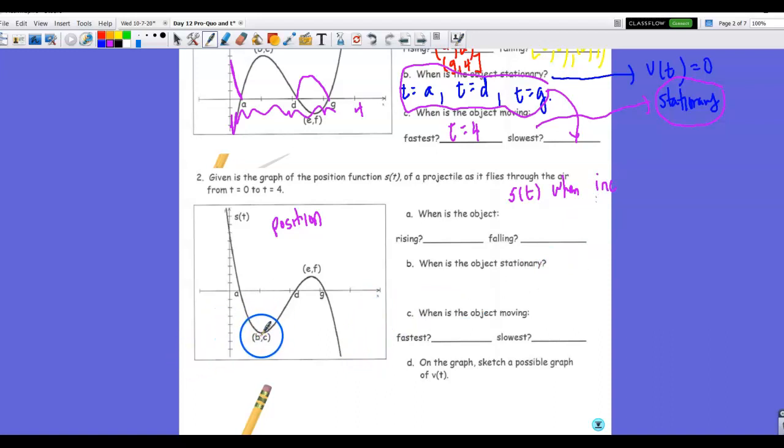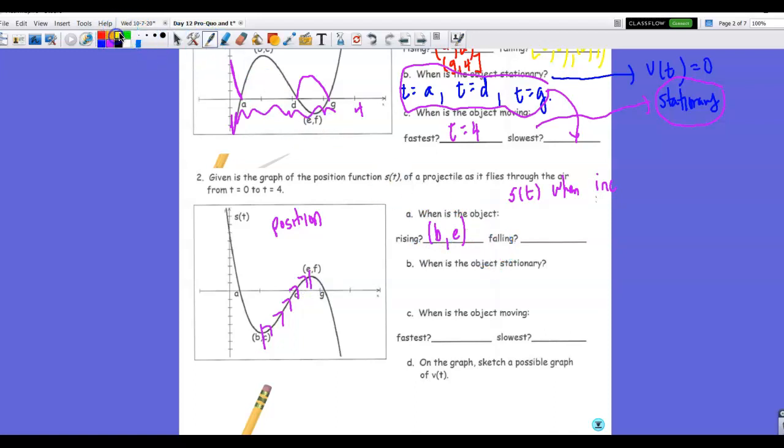So I can see, starting at b, the object is rising, rising, rising, rising. So I would say the object is rising from b to e on this position graph. So from b to e, the object is rising.